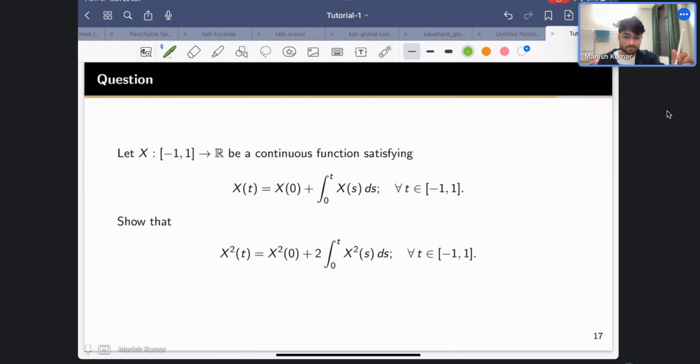Okay. So this question is like, suppose you have a function x defined on the interval -1 to 1 to R, and it's a continuous function which satisfies this identity: x(t) is equal to x(0) plus the integral from 0 to t of x(s) ds. Now you have to prove that x squared of t will satisfy this identity.